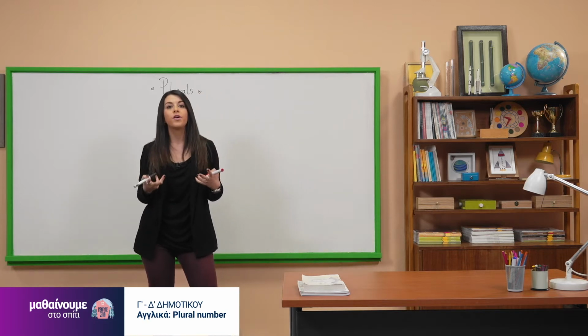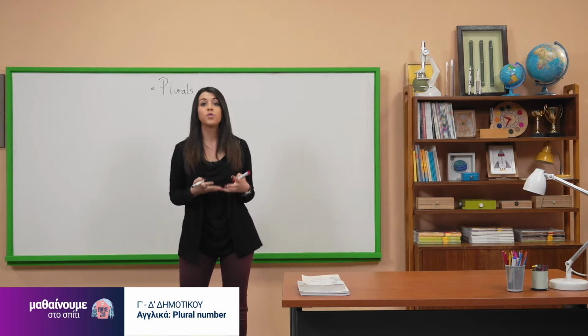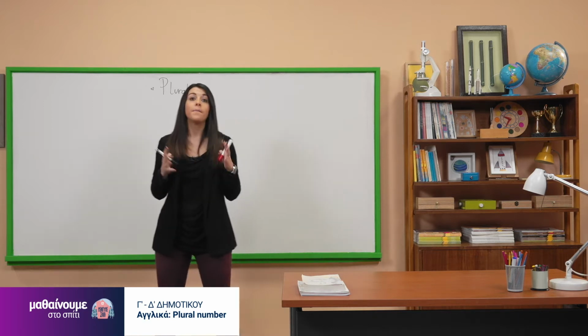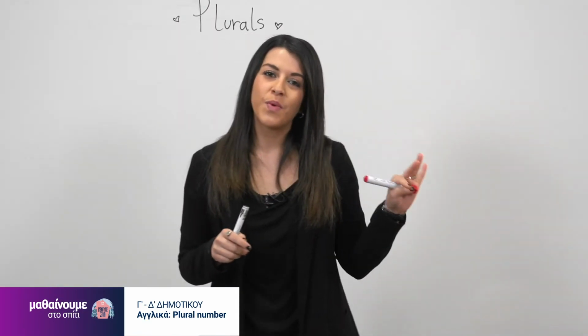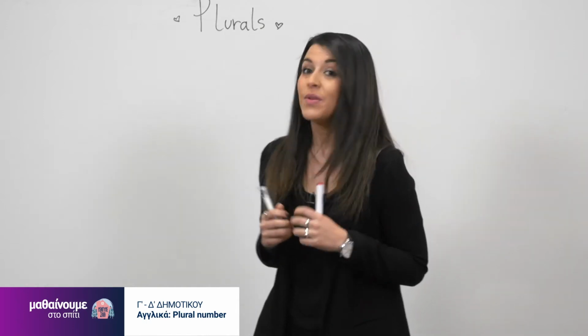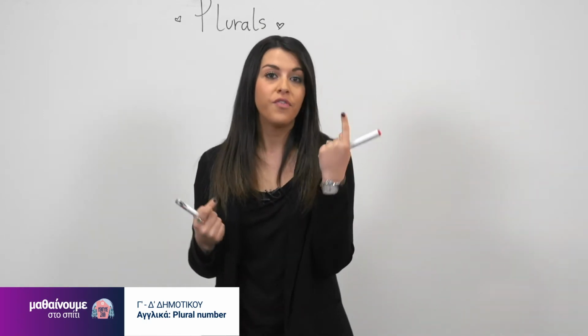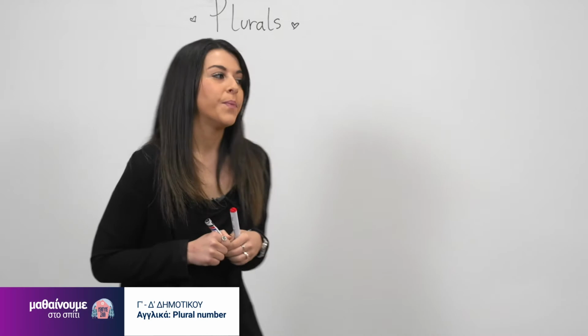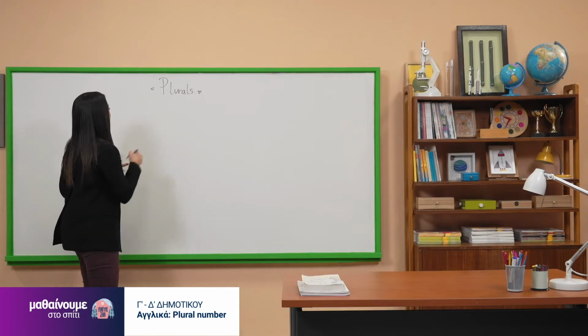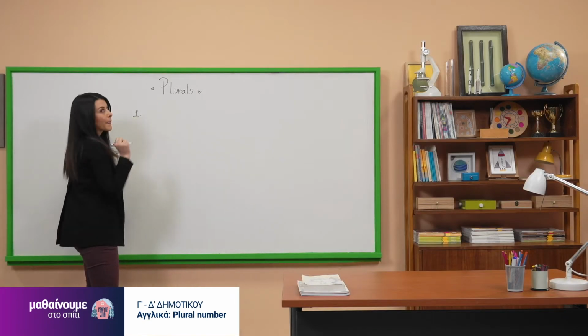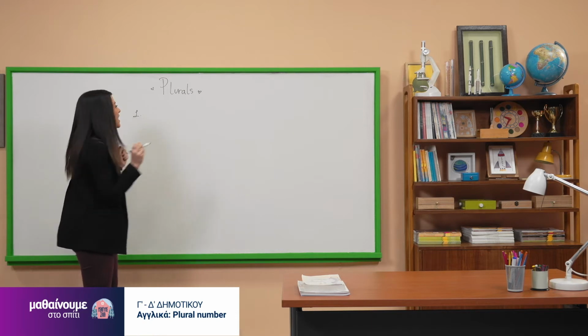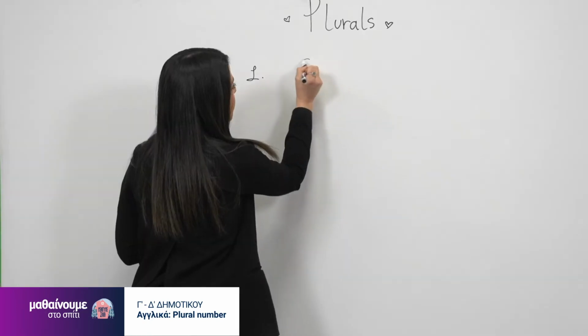So how do we form their plural? Πώς σχηματίζουμε το πληθυντικό? There are 4 basic rules, and then an extra one in the end that you will see. So let's start from the very beginning with the first rule, okay? So I will write it here. Rule number 1: we just add S in the end of the noun.